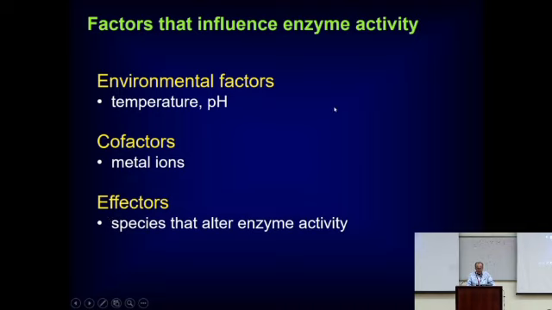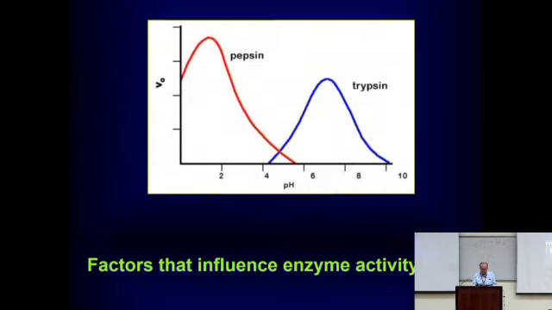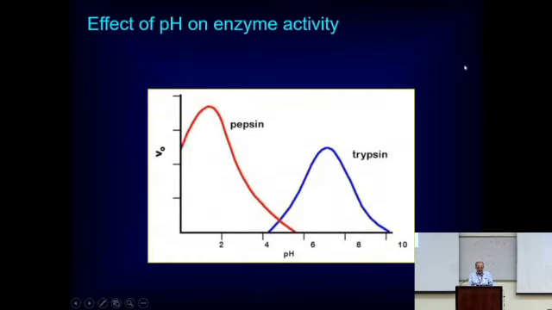And here are the environmental factors, meaning things like temperature, pH, things like that. Remember, enzymes are proteins. And proteins are in their native structure usually within a certain temperature range, within a certain pH range. Okay? So I'm going to focus first on pH.